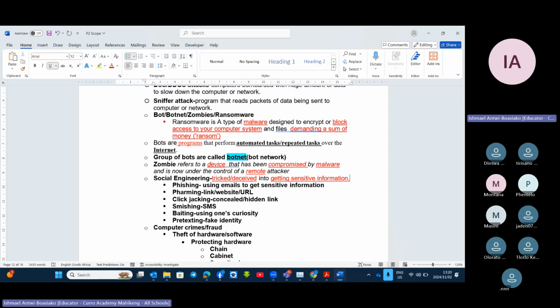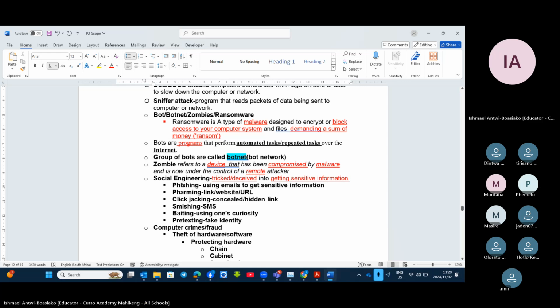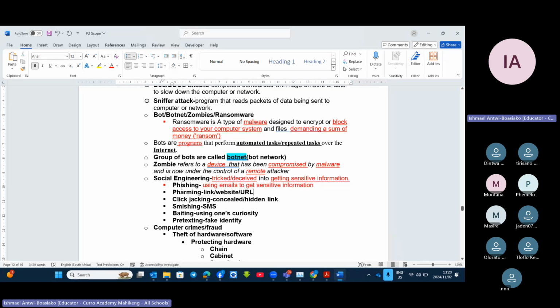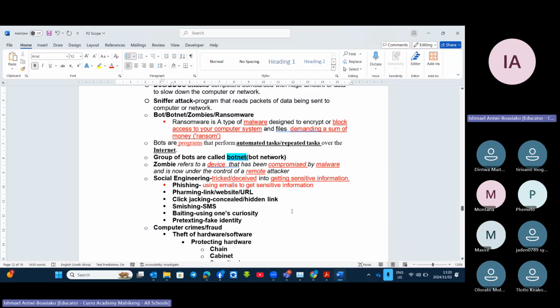Now, there are various types of social engineering. The first one is phishing. Phishing is when emails are used. When someone uses an email to deceive another person into giving sensitive information, that is what we call phishing. And then pharming is using a link or a website or URL to deceive somebody into giving sensitive information.